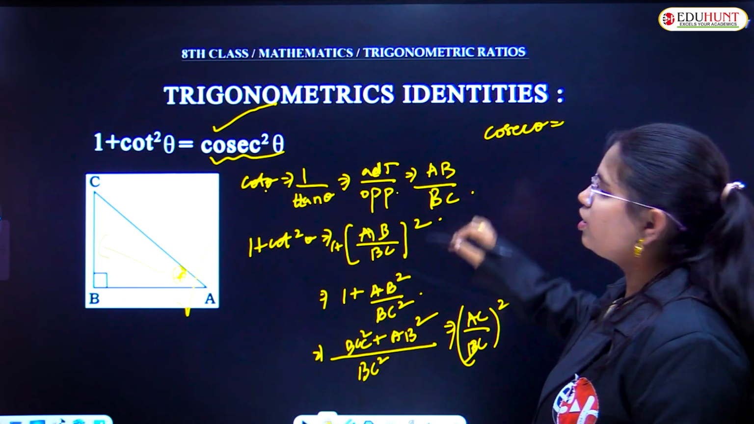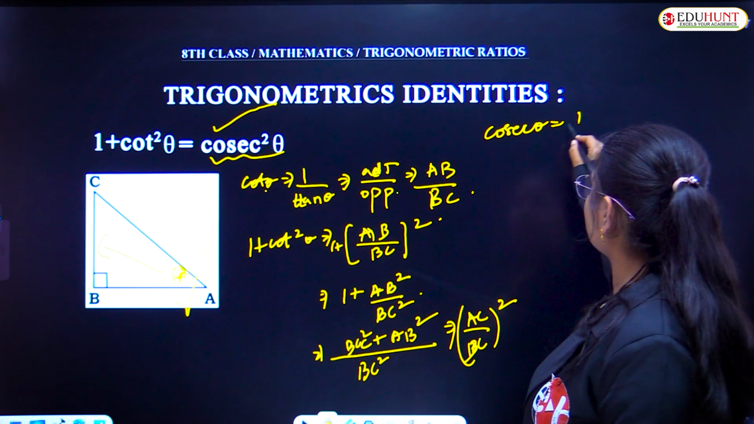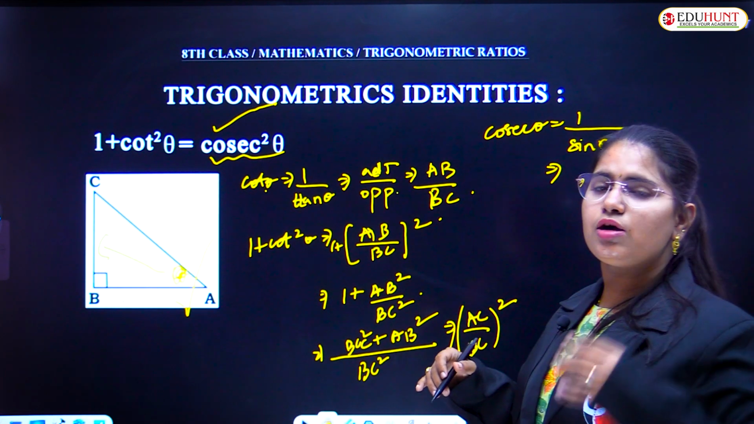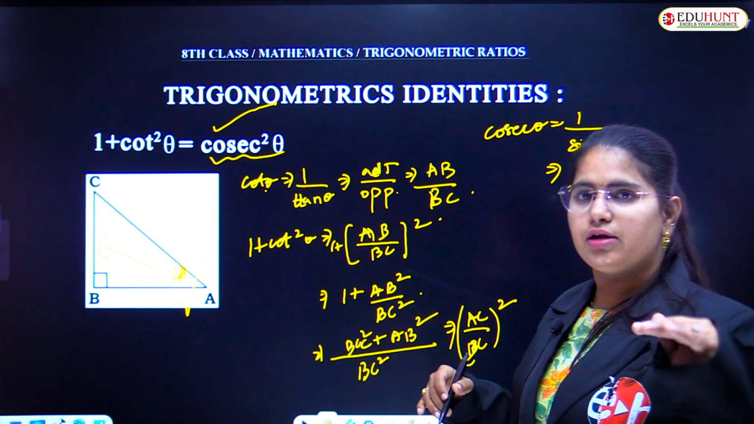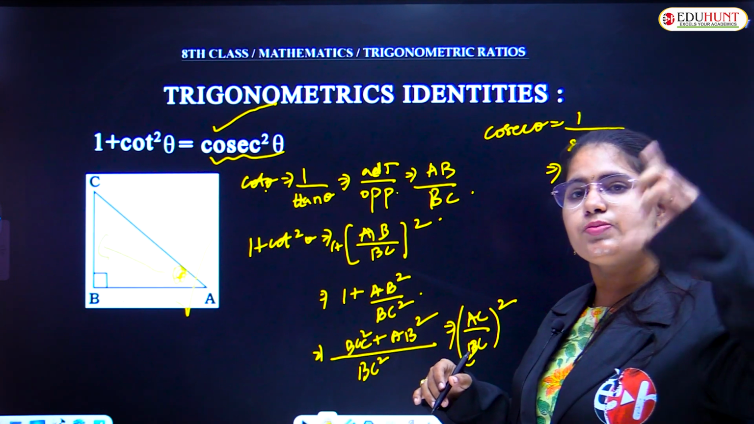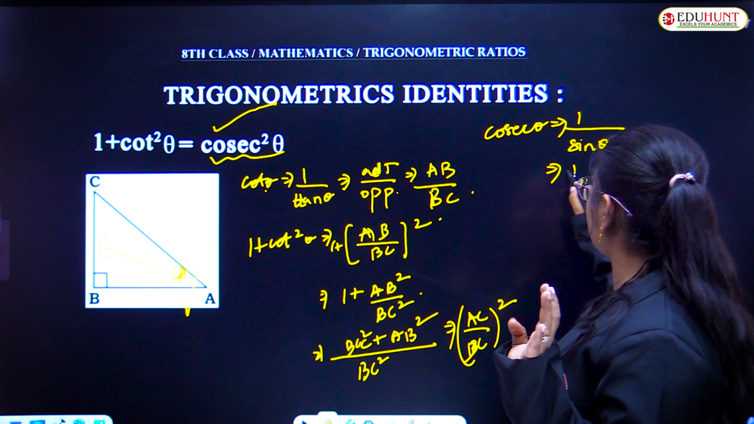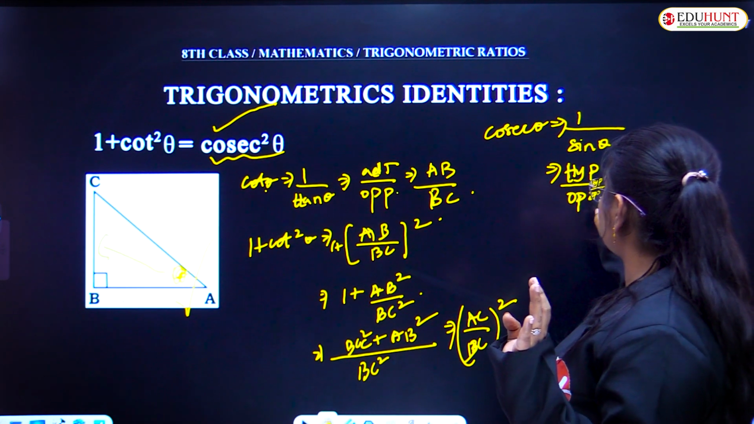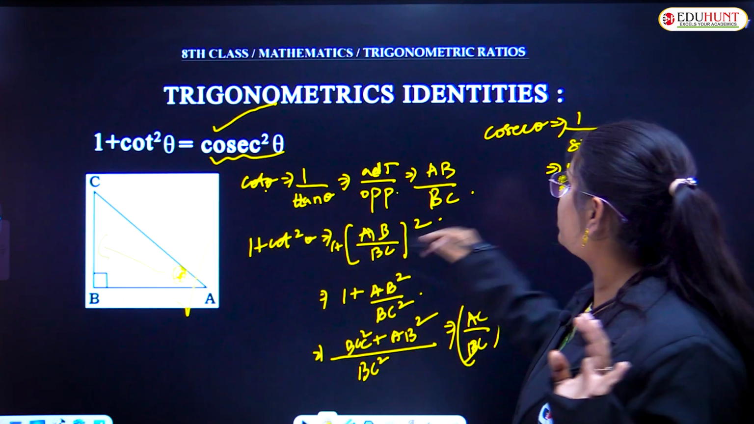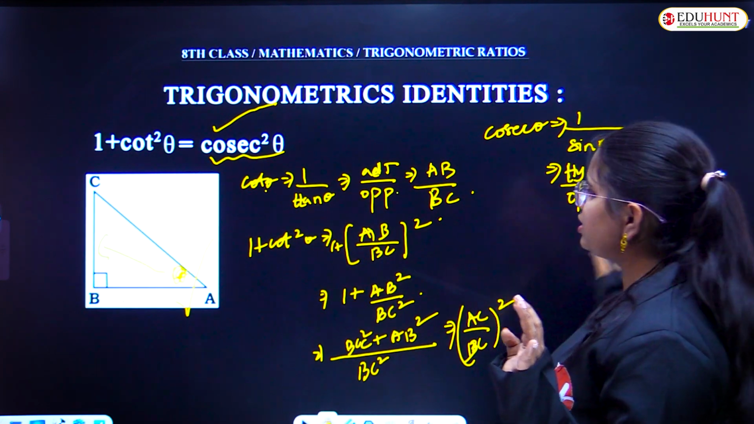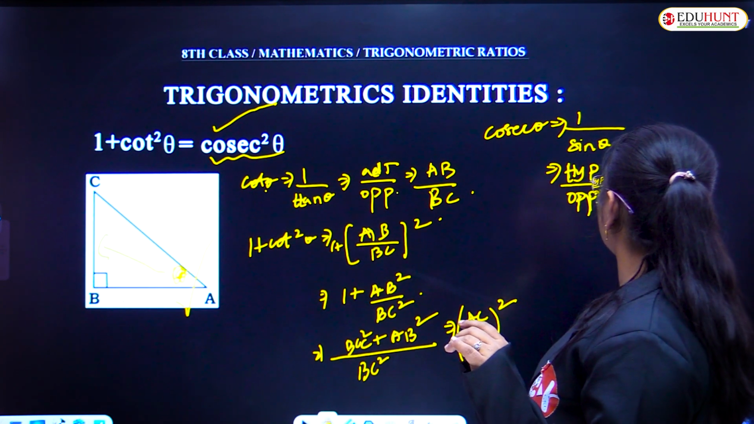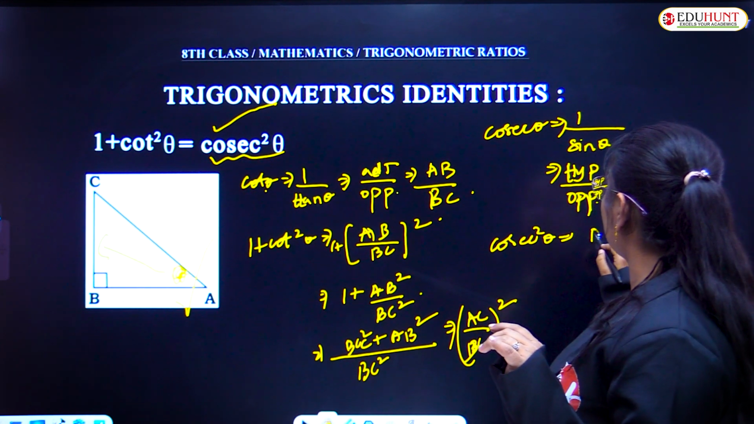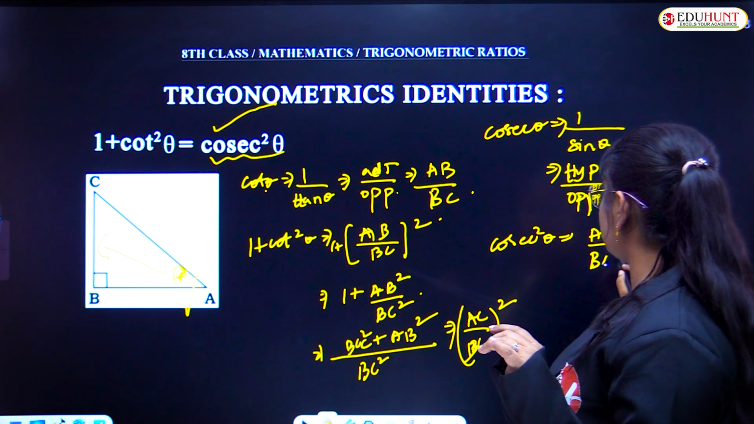So how do you define cosecant theta? First of all, tell me. Cosecant theta is the reciprocal function of sin theta. Correct? So how do you define sin theta? Opposite by hypotenuse. Then cosecant theta will become hypotenuse by opposite side. What is the hypotenuse? As usual, AC. What is the opposite? BC. Right? Just do the squaring on both sides. Cosecant square theta is equal to AC square by BC square.